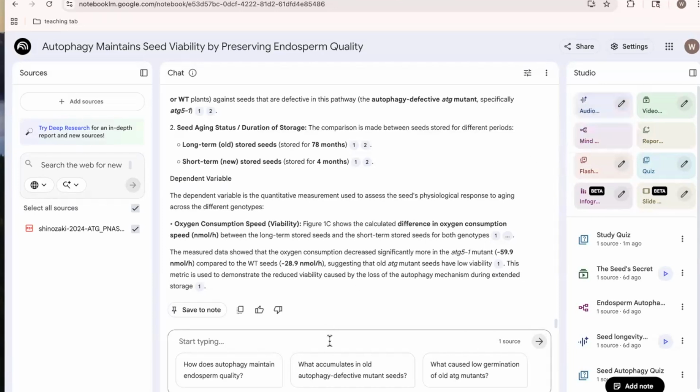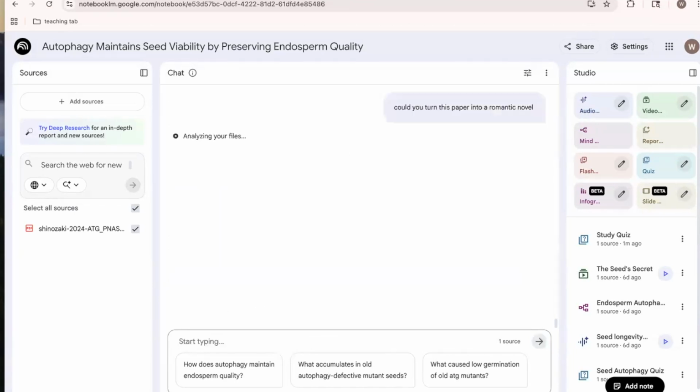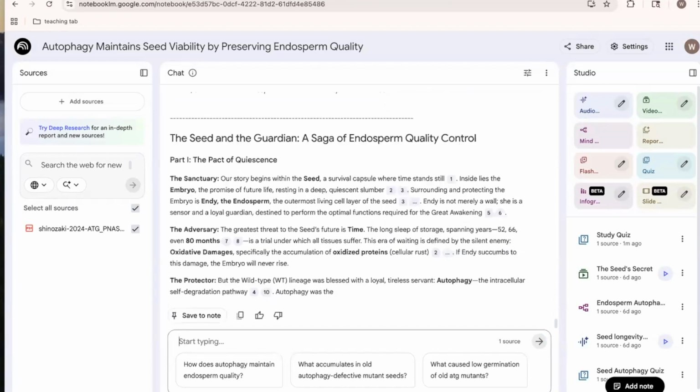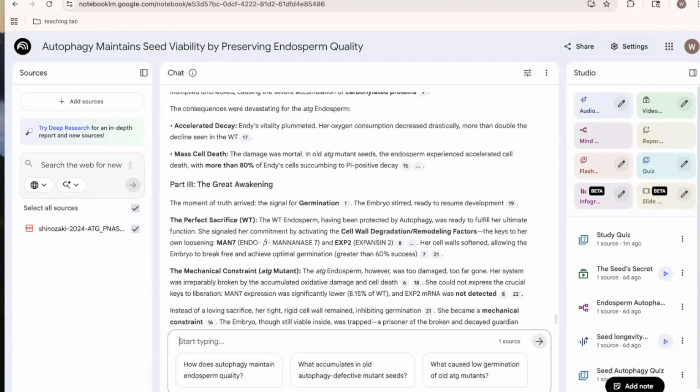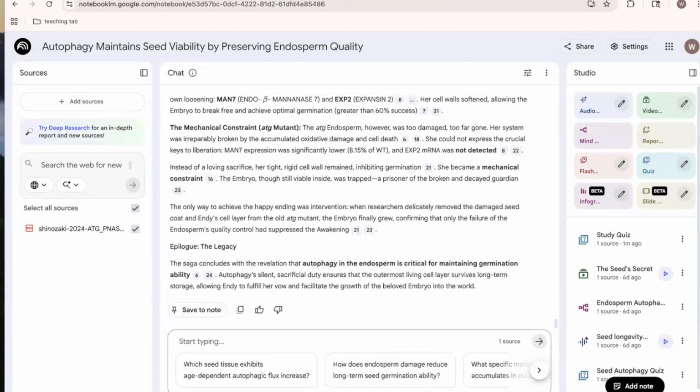And here I can do something extreme. Could you turn this paper into a romantic novel? So of course, we don't use this for class, but this is just demonstrating what AI does. It's actually understanding the content, and then it's presenting the content in a different format, a different writing genre that would perhaps be digestible. You can also turn this into a children's storybook, perhaps.